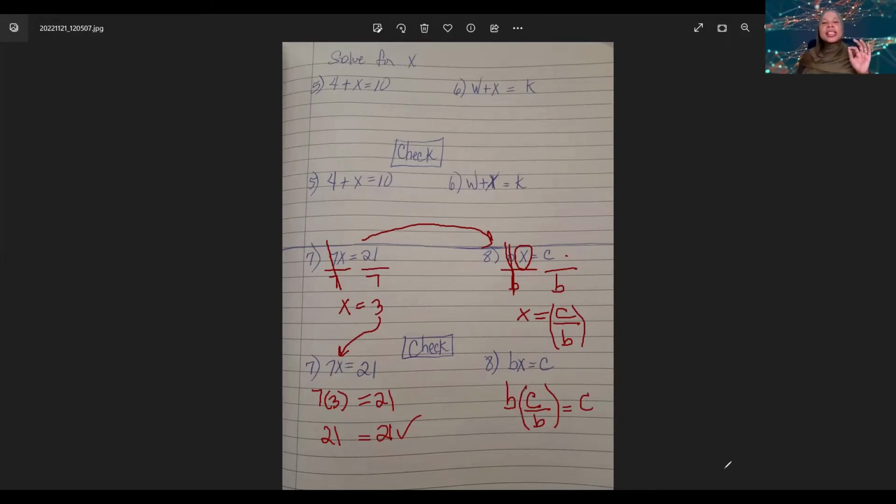So I have b times the quantity of c divided by b equals c. You have the b in the numerator, b in the denominator. You can cross it out. So you get c equals c. Is c equal to c? If it's a yes, you got the answer correct. So x is equal to c divided by b.